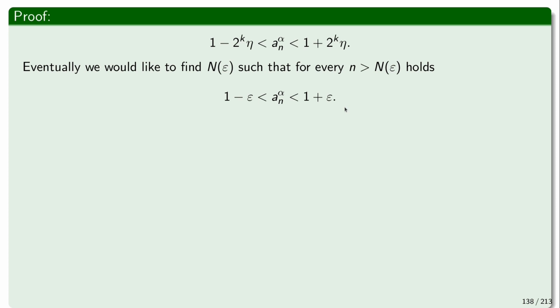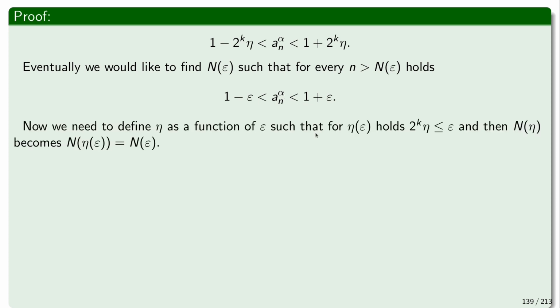This is our goal. And if we manage to find such n of epsilon, then it would prove that a_n to the power of alpha converges to 1 as desired. Okay, so now remember that we can choose eta as we wish as long as it's positive, right? So we need to define eta as a function of epsilon such that for this appropriate choice of eta, remember we want to replace this by epsilon.